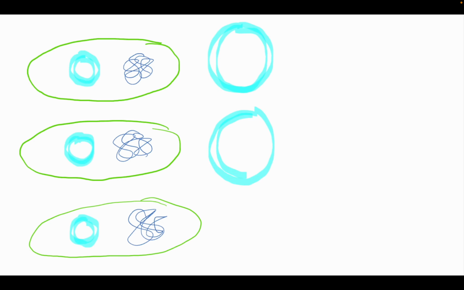Okay, next one. This is a plasmid also. And this one, sorry for that, this one doesn't contain a plasmid. Okay, it's only bacteria 1 and 2 containing the plasmid. Okay, next one. These are the plasmids, number 3, this one.